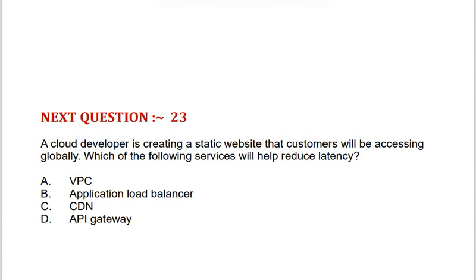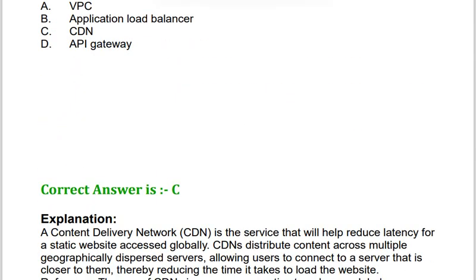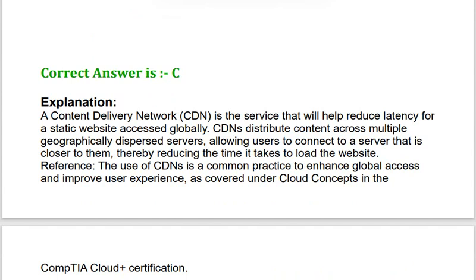Question is, a cloud developer is creating a static website that customers will be accessing globally. Which of the following services will help reduce latency? Option A, VPC. Option B, application load balancer. Option C, CDN. Option D, API gateway. Correct answer is option C.